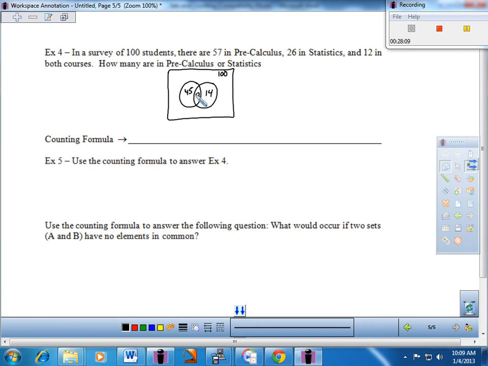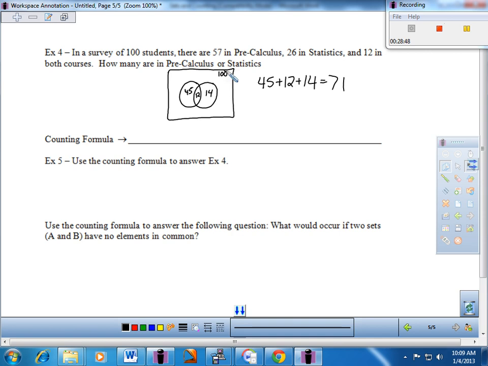It says how many are in either pre-calc or stat. Basically, what's the union of those two events? And in this case, as you can see, I've got 45 here, I have 12 here, and I have 14 here. And if I add those together, let's go ahead and do that together. 45 plus the 12 and plus the 14, I get 71. By the way, which means in terms of the complement, which would be out here, it would be 29, because I had 100 total. So if I asked you how many are in neither course, it looks like 29 students.